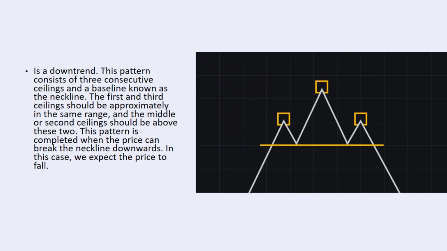Head and shoulders is a downtrend pattern. This pattern consists of 3 consecutive tops and a baseline known as the neckline. The first and third tops should be approximately in the same range, and the middle or second top should be above these two. This pattern is completed when the price can break the neckline downwards. In this case, we expect the price to fall.